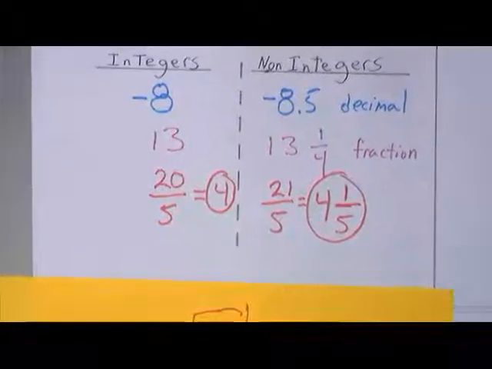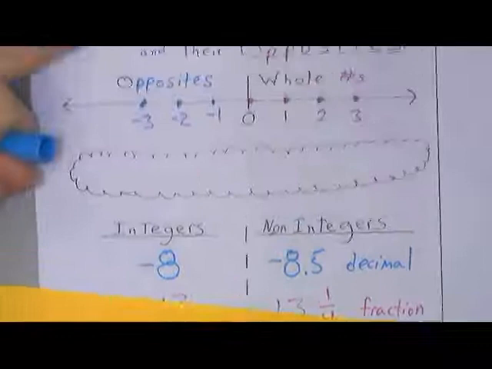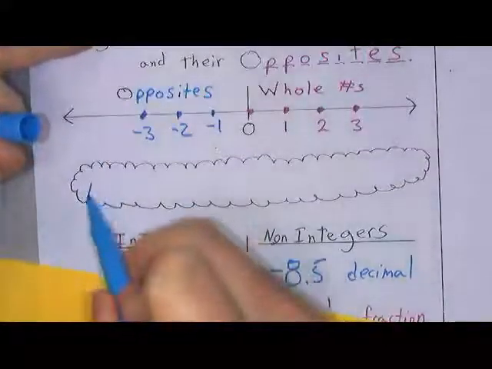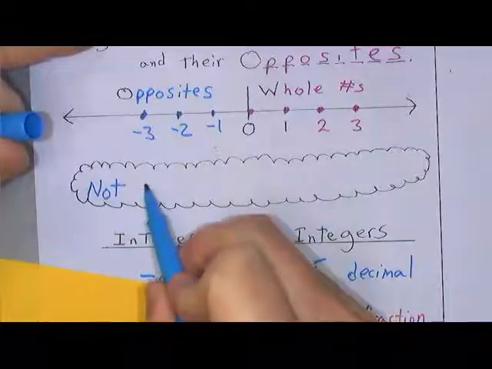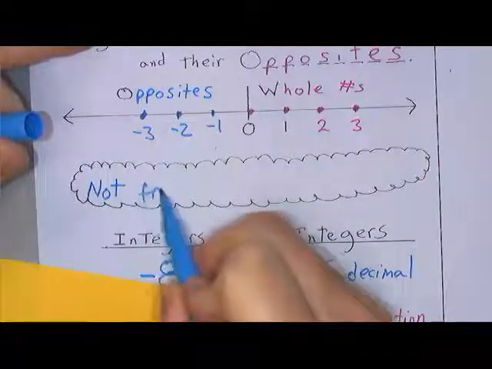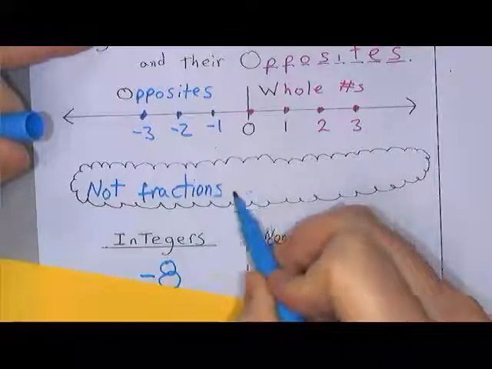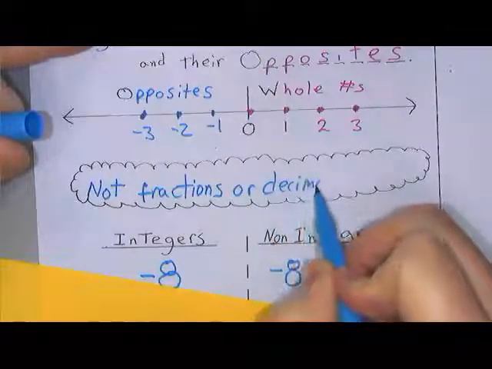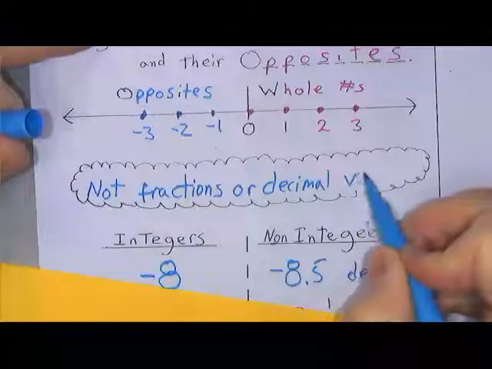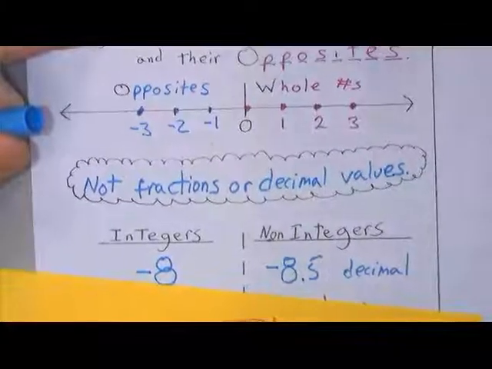So how do we define then integers? Let's move up here. It's not fractions. It's not fractions or decimal values. In other words, it can't be a fraction or a decimal.